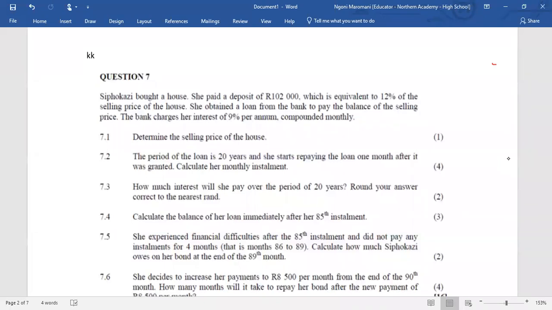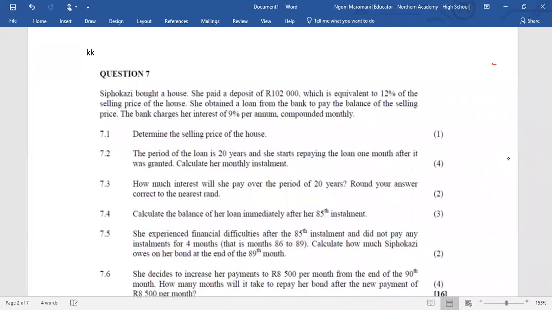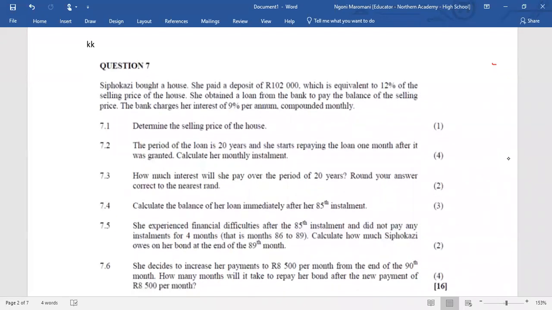Pogazi bought a house. She paid a deposit of 102,000 rand, which is equivalent to 12% of the selling price of the house. She obtained a loan from the bank to pay the balance of the selling price. The bank charges her interest of 9% per annum, compounded monthly.